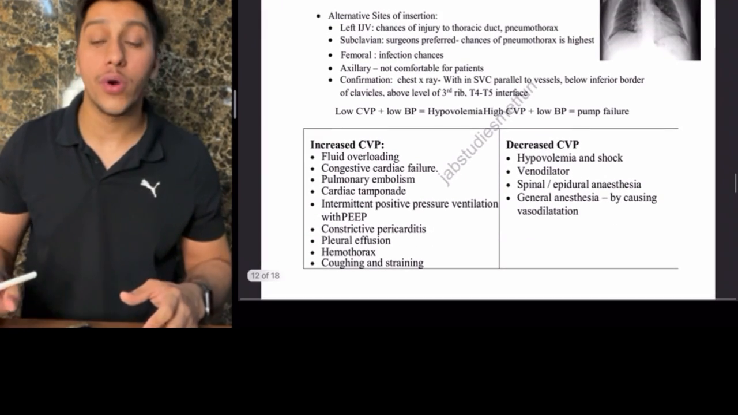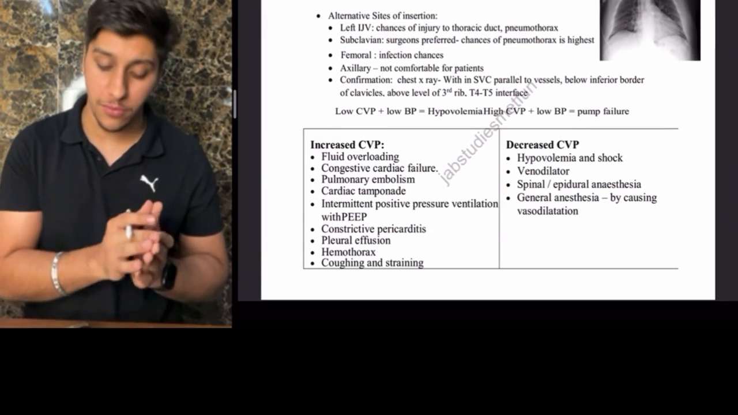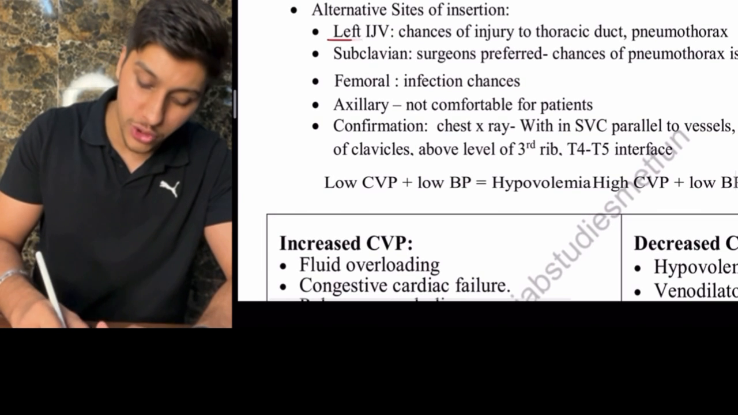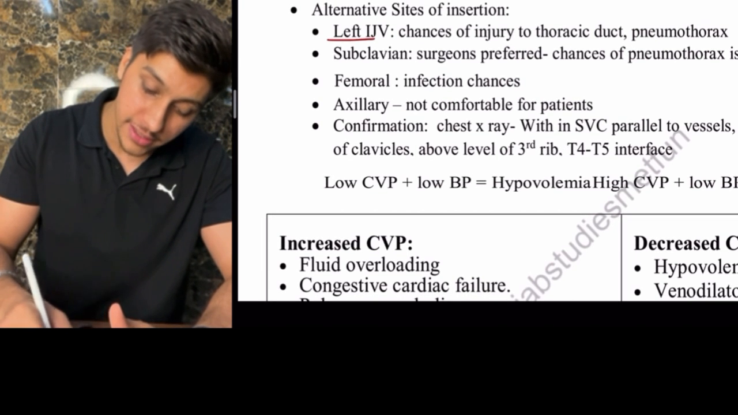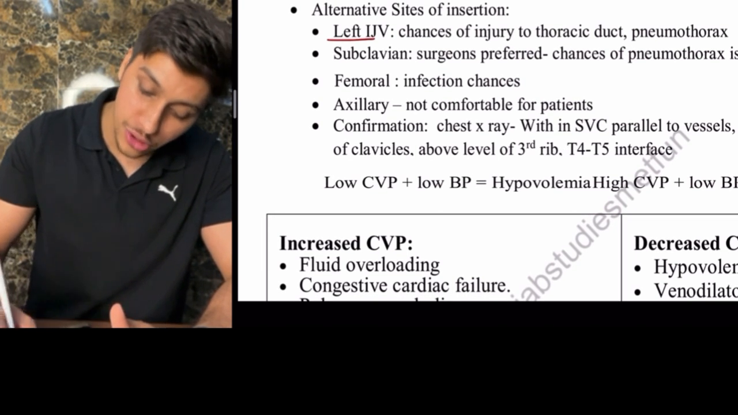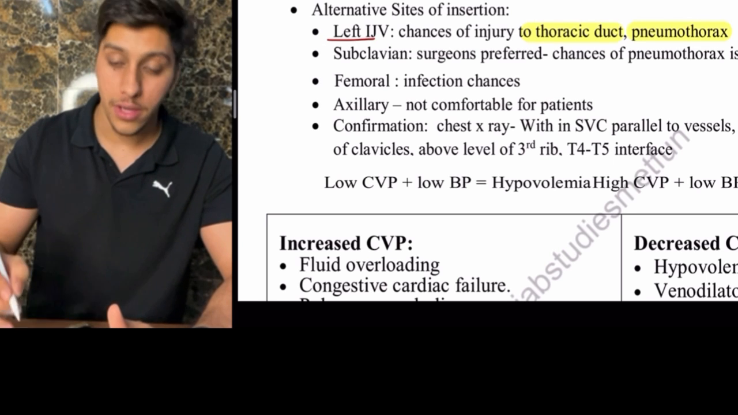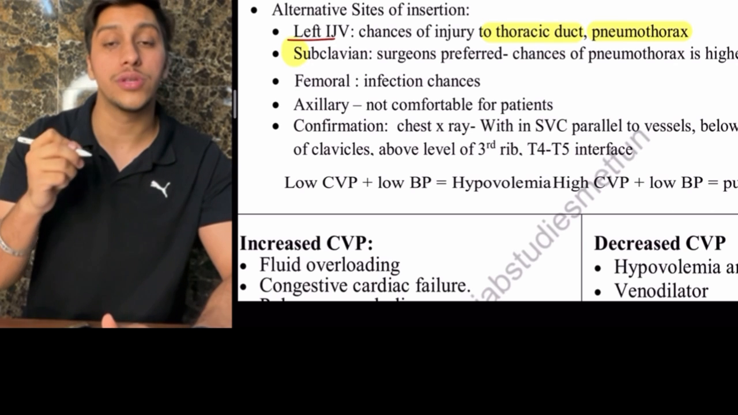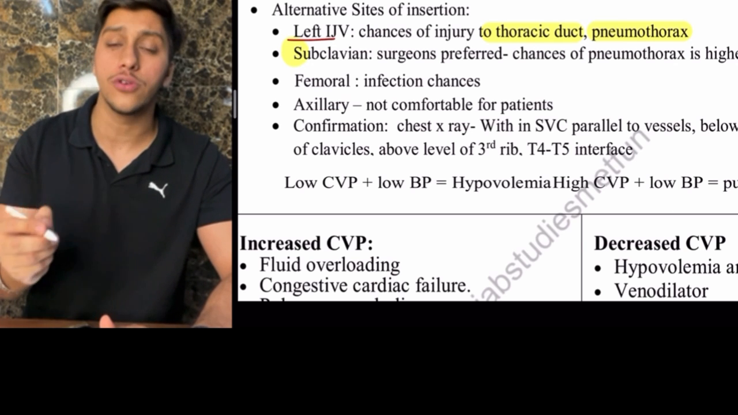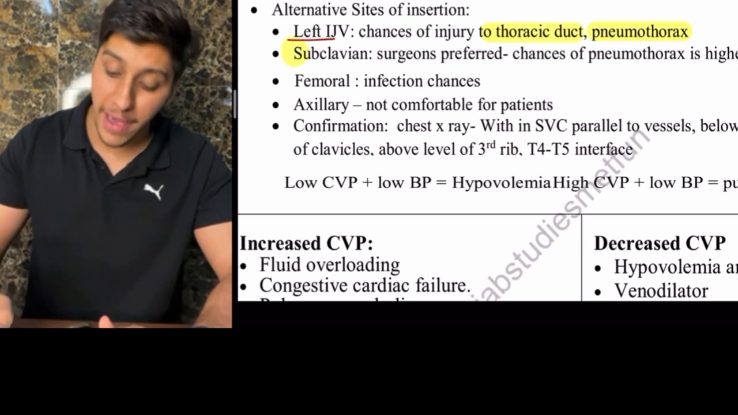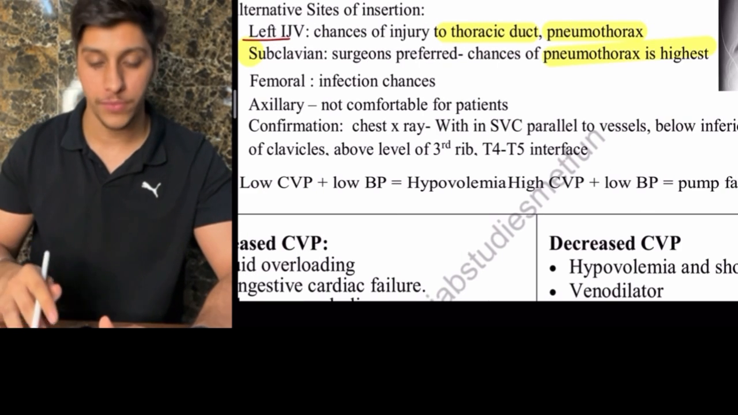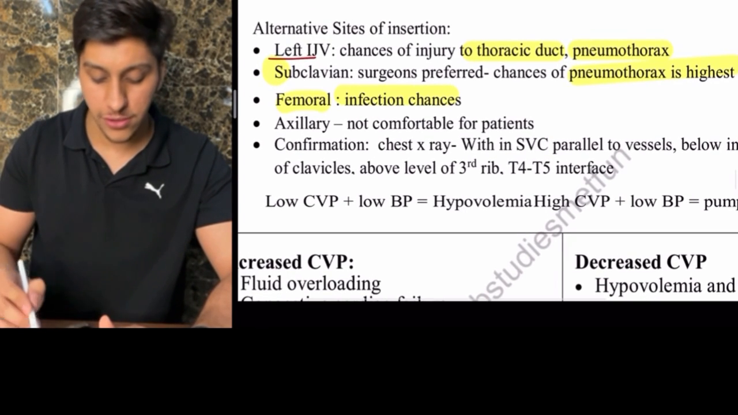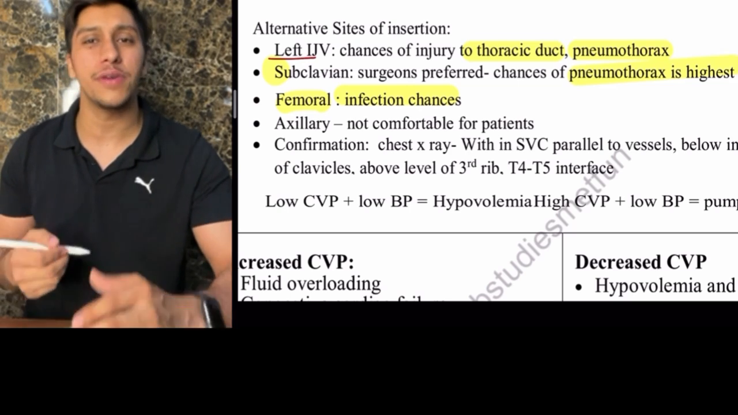If they ask you what are the other sites in which you can do the CVP monitoring, there can be the left internal jugular vein, but the side effect over here is there is increased chance of damage to the thoracic duct and pneumothorax. Subclavian, S for subclavian, S for surgeons. Surgeons like to do it through the subclavian route, but there is maximum risk of pneumothorax with this method. Femoral, increased chances of infection. Axillary, the patient will be uncomfortable.